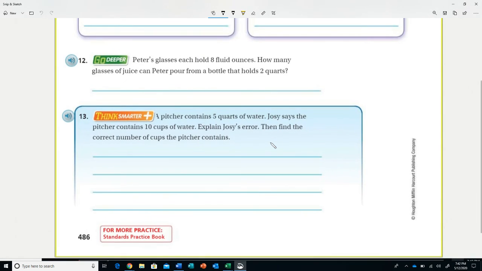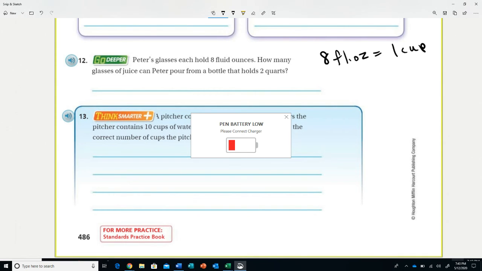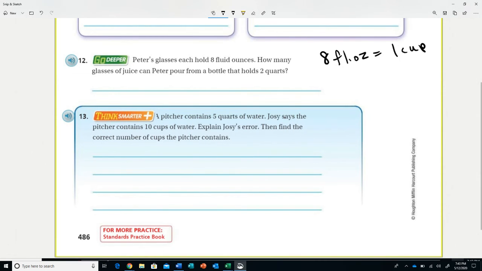So you're going to need to find how many groups of 8 fluid ounces are in a quart. Now, here's one thing you should remember: 8 fluid ounces is equal to 1 cup, which might make life a little easier. Oh, pen battery. Never had my pen die before. All right. Thank you for letting me know. So we know that 1 quart is equal to 4 cups. This will help you figure out how many groups of 8 fluid ounces are in 2 quarts.